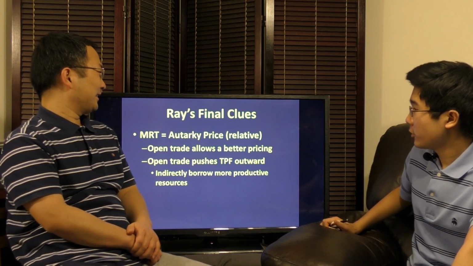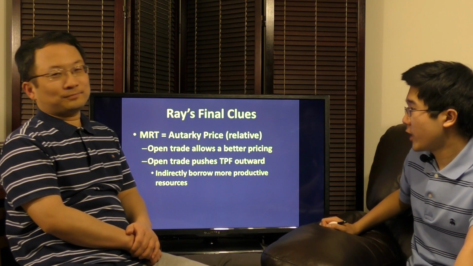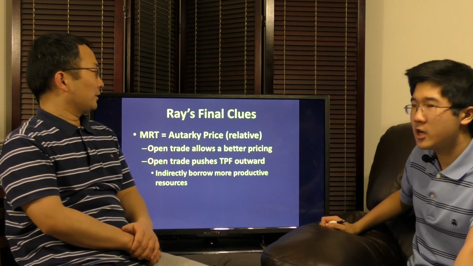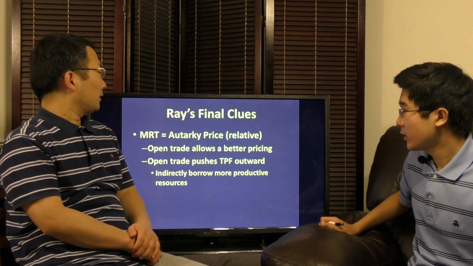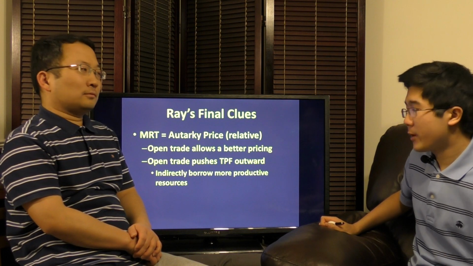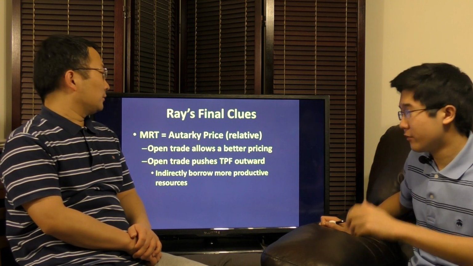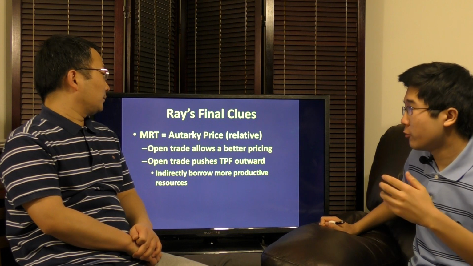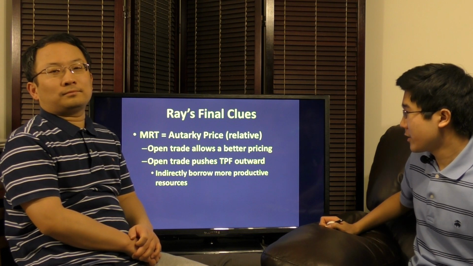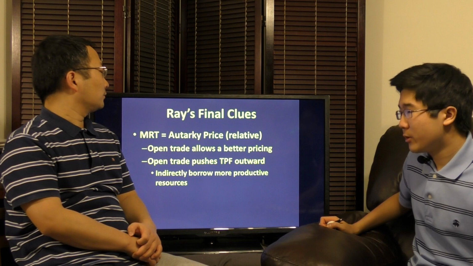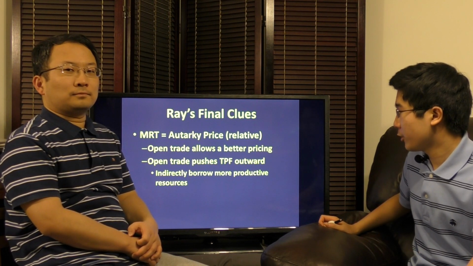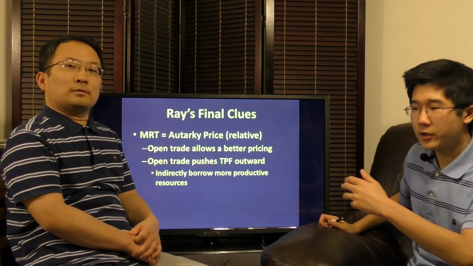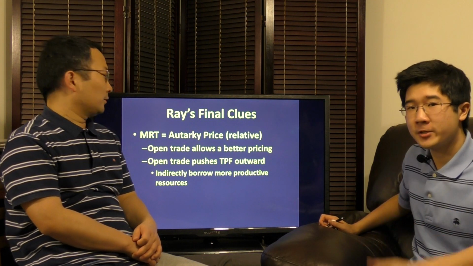So basically, in our final clues, we talked about in the first slide that the marginal rate of transformation is our autarky price, which is, of course, relative to the two goods in their PPF. However, open trade allows for better pricing by expanding our PPF and giving a better price for both parties involved. So open trade pushes your PPF forward towards a TPF by, as we said, indirectly borrowing a more productive resource from the other country, and expanding your consumption possibilities like economic growth.